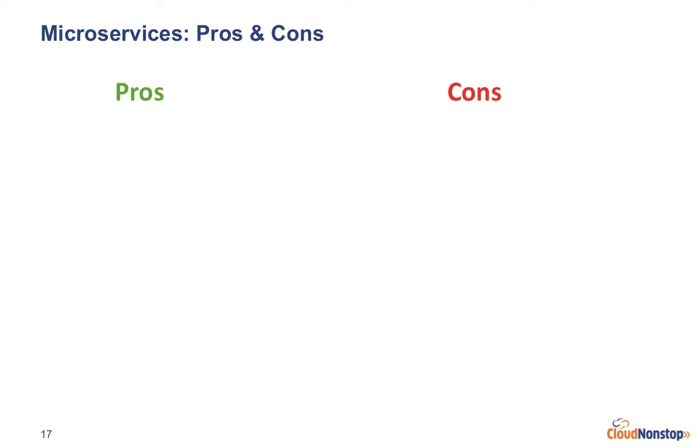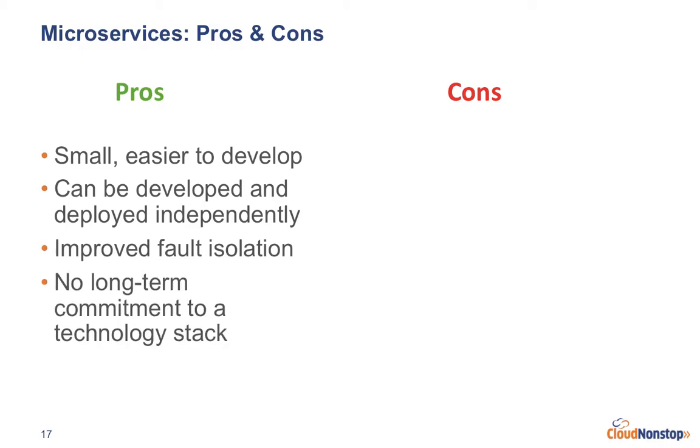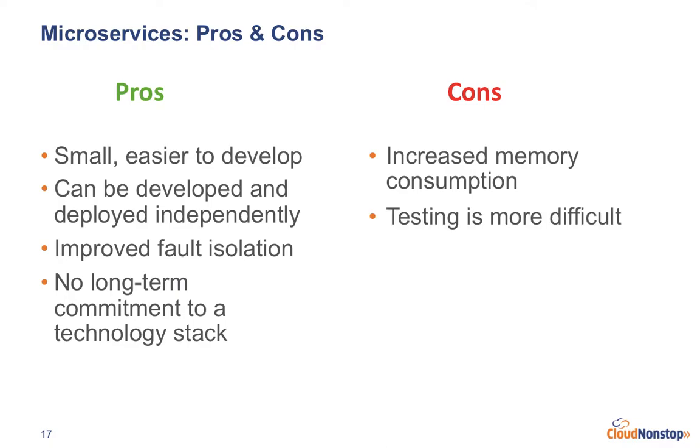So pros and cons of microservices. Small, easier to develop. The big thing is the whole motivation behind microservices is that they can be developed and deployed independently. So that's what is really driving this particular framework. Improved fault isolation, because now you are down to individual microservice level. No long-term commitment to technology stack, because you can change it at the microservice level. On the flip side, there are now more moving parts. And each and every microservice is running in its own process. So that can lead to increased memory consumption.